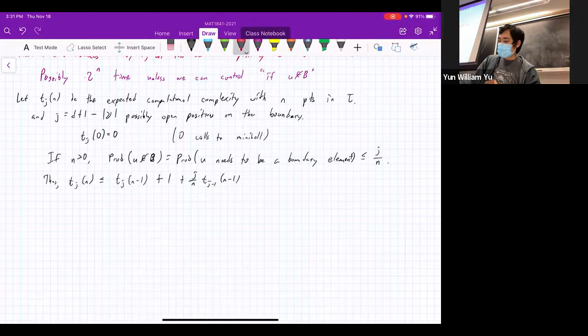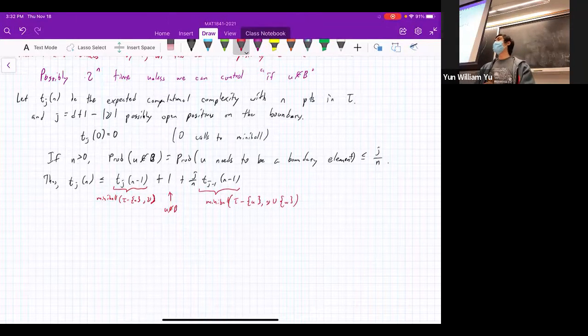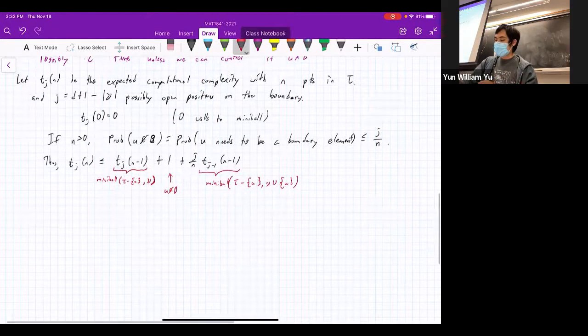Because this here is miniball of tau minus u, nu. This here is checking if u is in B. And this here is the miniball of tau minus u and nu union u. Okay, but if this is the case, then let's do an easy one.